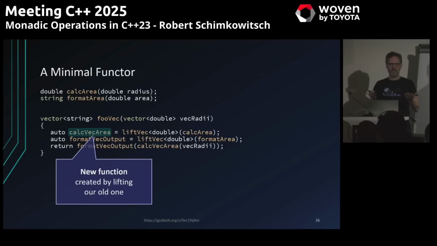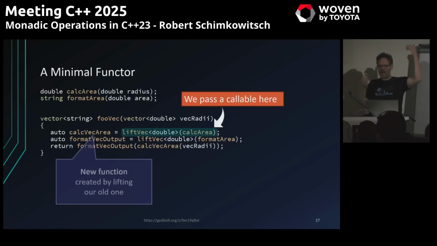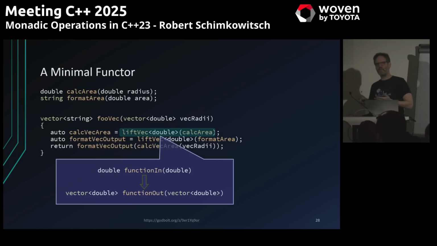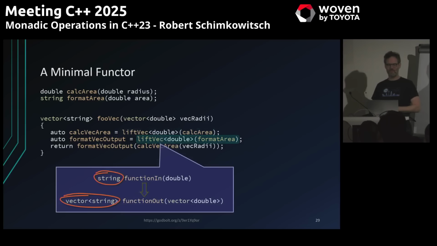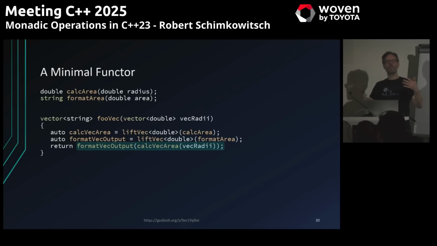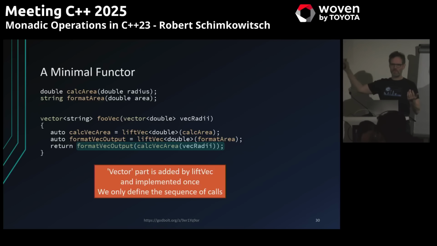Like maybe we create a new function and we use the old function as a parameter. The new function would accept the vector of whatever parameter type the old function accepted and would return a vector of whatever parameter type the old function returned. So for a format area which accepts a double and returns a string, the new function would now accept a vector of double and return a vector of strings. Then we can combine those new functions and use them on a vector. The vector aspect is only implemented once here. This is one way a functor can look like.